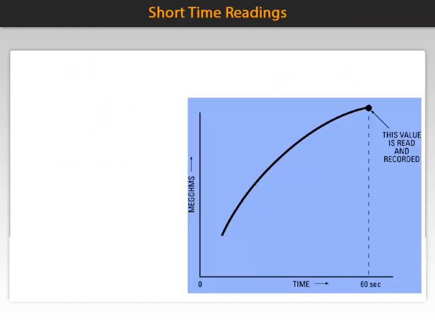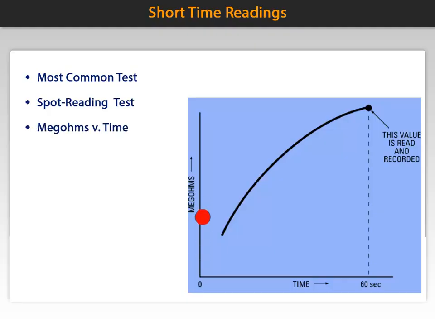A short time readings test is the most common insulation resistance test. It is sometimes referred to as a spot reading. Let's look at this curve to understand what is being measured. The y-axis is megaohm. The x-axis is time. Notice the limitation of 60 seconds as the maximum time.